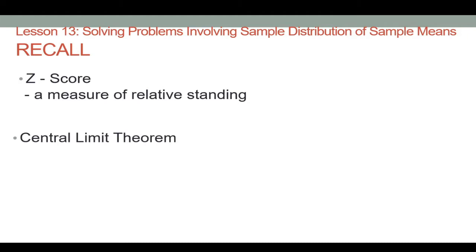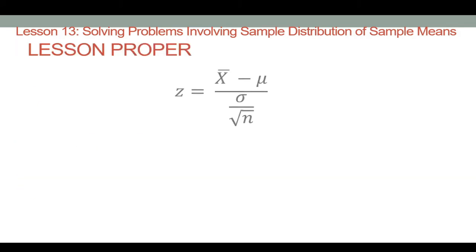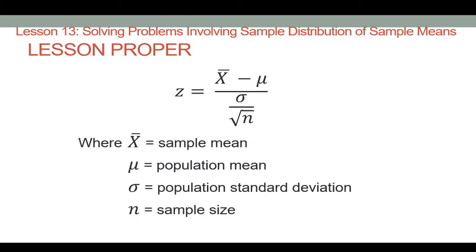How about the central limit theorem? Alam natin, the central limit theorem says that as the sample size n becomes larger, the sampling distribution of the mean approaches a normal distribution regardless of the shape of the population distribution. Okay, good. Now, for the lesson proper, here is the formula for getting the z-score.